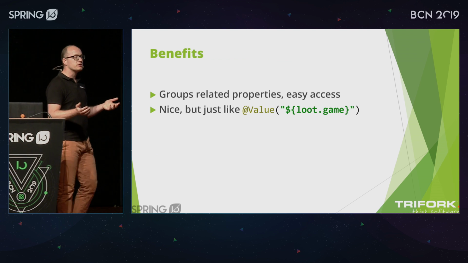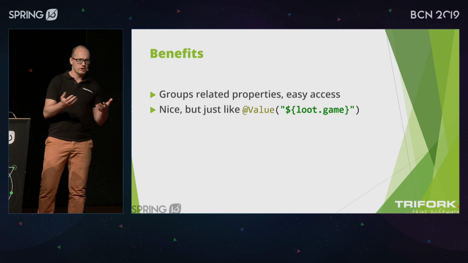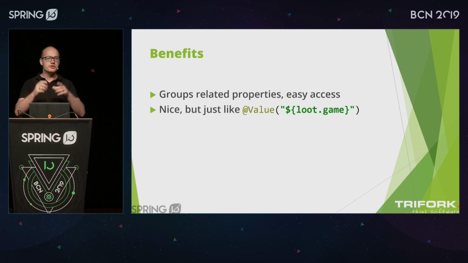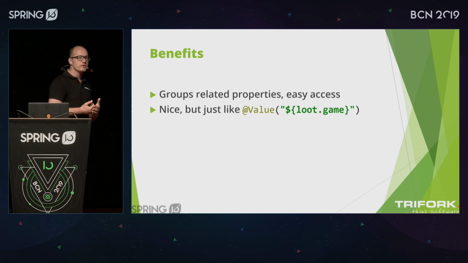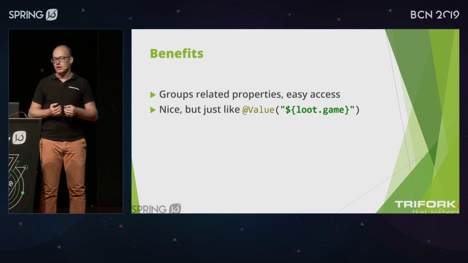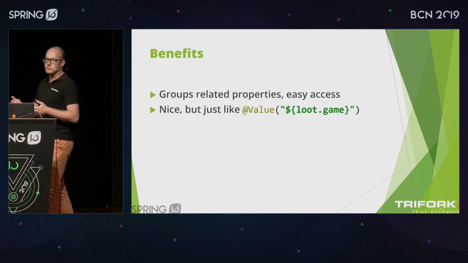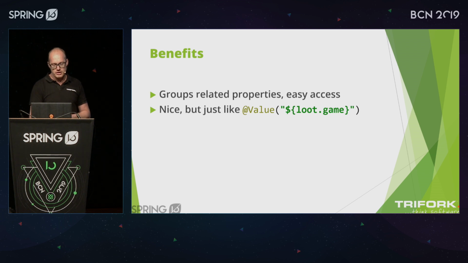So what this shows you is that this is a nice, easy way to group a number of related configuration properties, and it's easy to access these. You don't need to use a lot of @Value annotations. You can just inject this Java object. So it's nice, but it's not that different from just using @Value. We can also easily use things like default values with @Value, as well as with configuration properties. So you may wonder, what do I really gain in doing this?